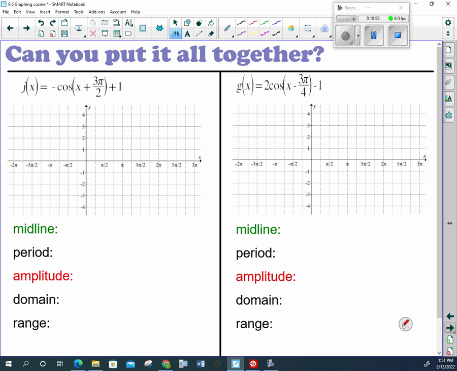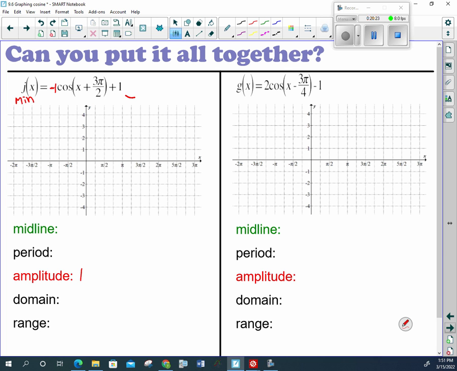Okay, so this one's got more information. So we've got a lot of things happening. So once again, our amplitude is 1, because remember, amplitude's always positive. The negative sign is going to reflect, so that means we're going to start at a min. And I'm just going to write that so I don't forget. Okay, we're going to start at a min.